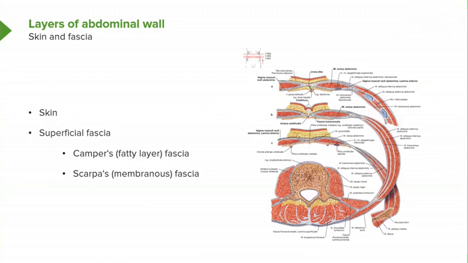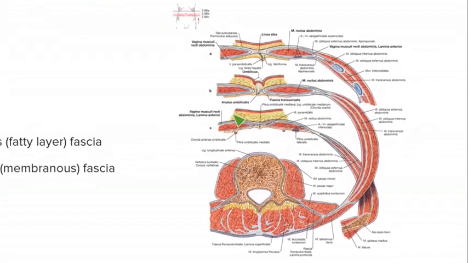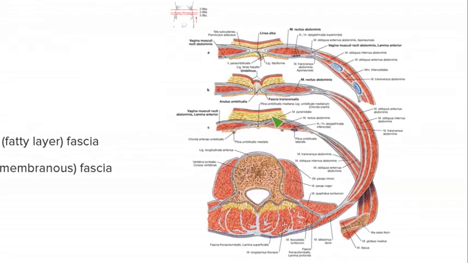The more superficial component of the fascia is this area here, shown in yellow. This is Camper's fascia, also referred to as the fatty layer. The amount of adipose tissue is variable. It'll depend on the nutritional status of the individual.